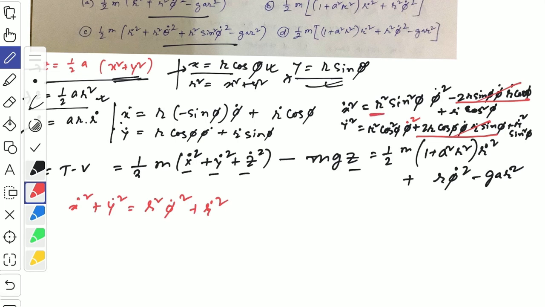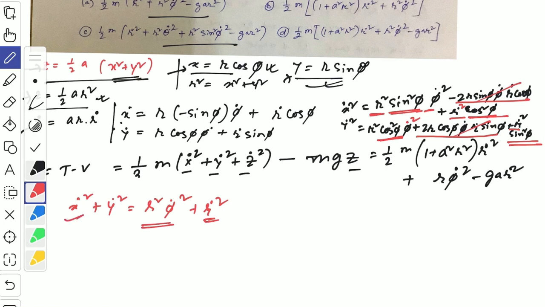If you take r dot and phi dot square common, then inside the bracket you will get sine square phi by cos square phi, that's going to be 1. So that's why we have got this. And from here you see, if you take r dot square common, then inside the bracket you will get cos square phi by sine square phi, that's why it becomes r dot square only. So hope you have got this.